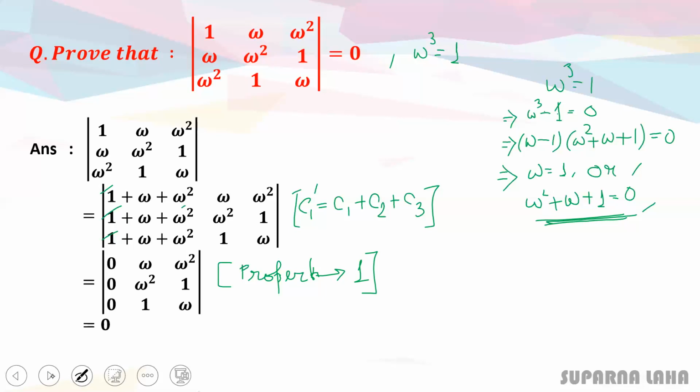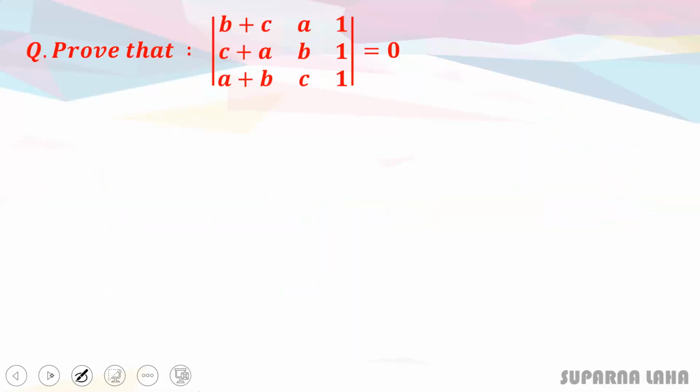So moving to the next question. B plus C, A, 1; C plus A, B, 1; and A plus B, C, 1. This is an order 3 determinant. You need to show this value is 0. So firstly, write down the question.